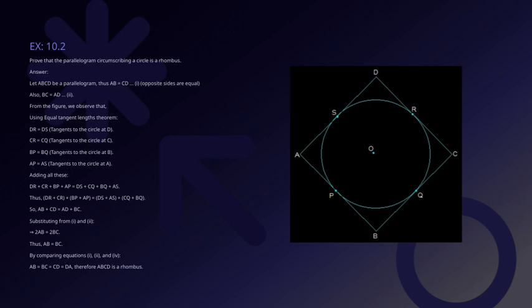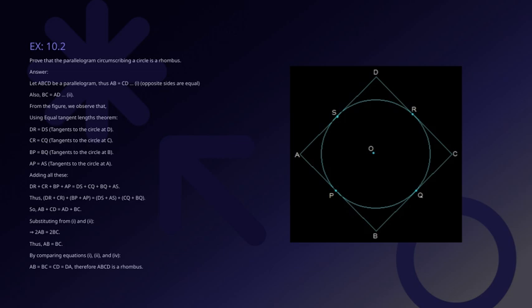Now, if we add all these segments, we observe that AP equals AS because they are tangents to the circle at A, and similarly, BP equals BQ, CR equals CQ, and DR equals DS, since these are tangents at the respective points. This is based on the tangent length theorem, which tells us that tangents from a common point to a circle are equal. From there, considering the figure, we see that BC equals AD, which confirms that opposite sides are equal.